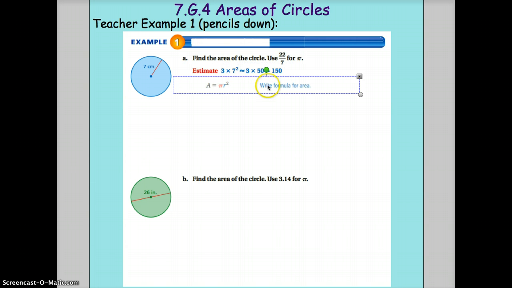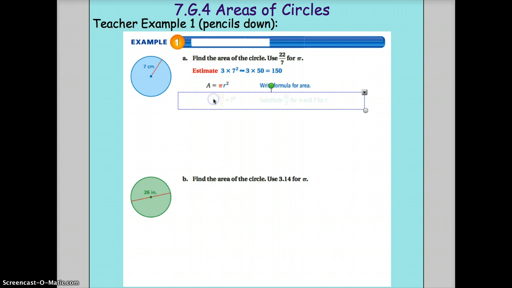Okay, so let's go ahead. First things first, we always write the formula. A equals pi r squared. And remember that a good way of keeping track of the difference between area and circumference is the area formula has a square in it because area answers are always squared. So that's a little trick for remembering which one's which. Now we need to plug our numbers in.